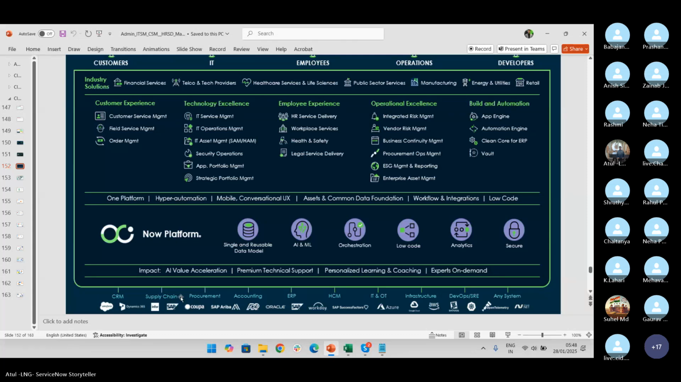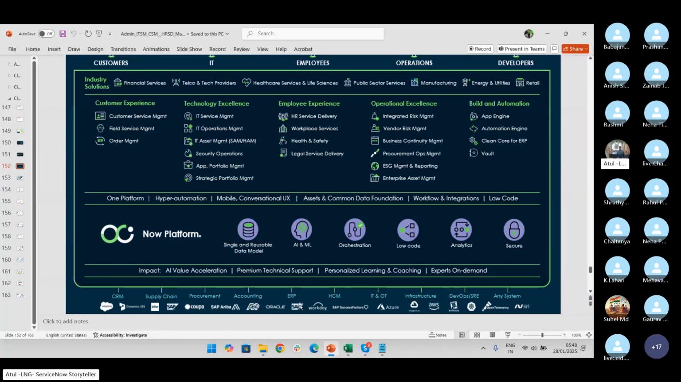Supply chain, procurement, accounting, ERP, SCM, IT and OT, infrastructure, DevOps and system. See your Workday, SAP SuccessFactors. You do trainings. We do the trainings in our companies.